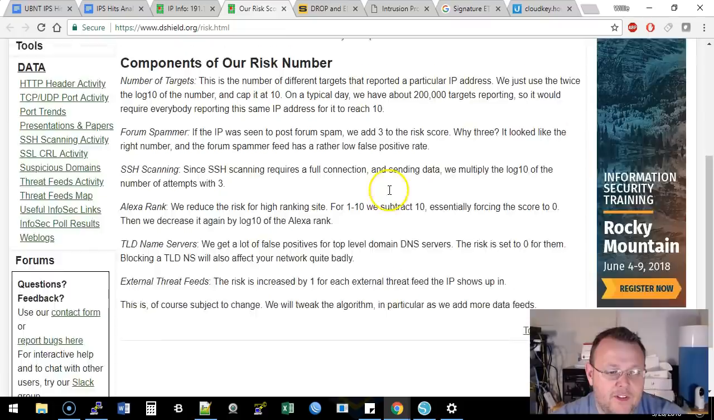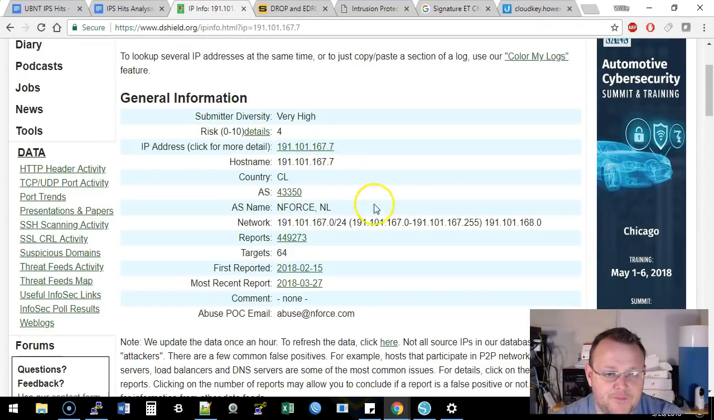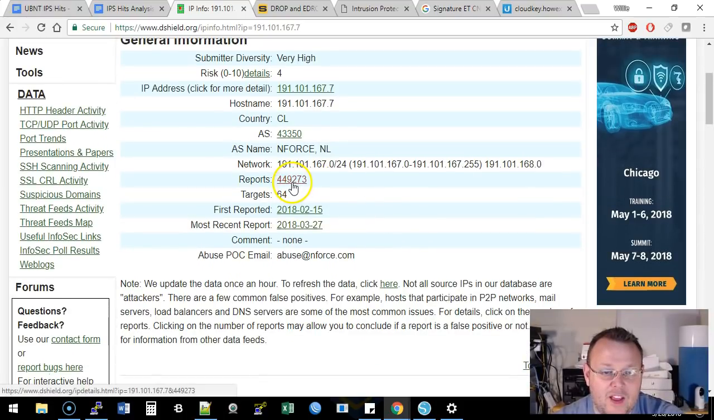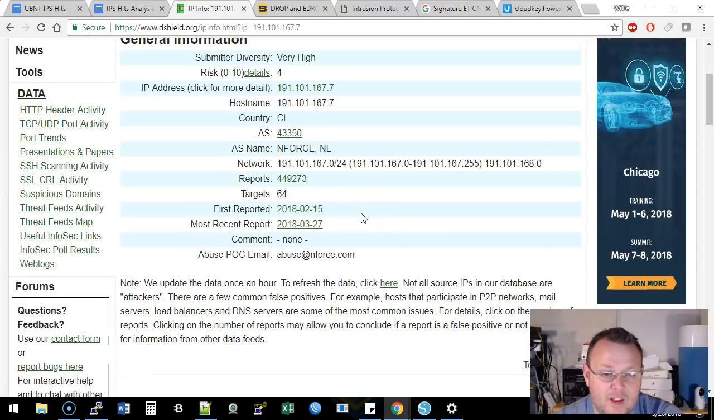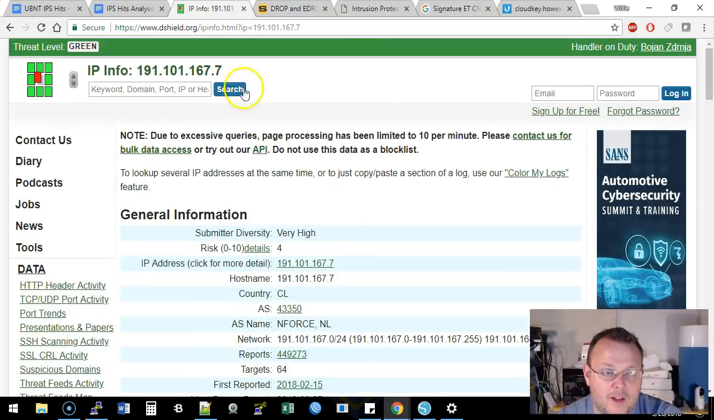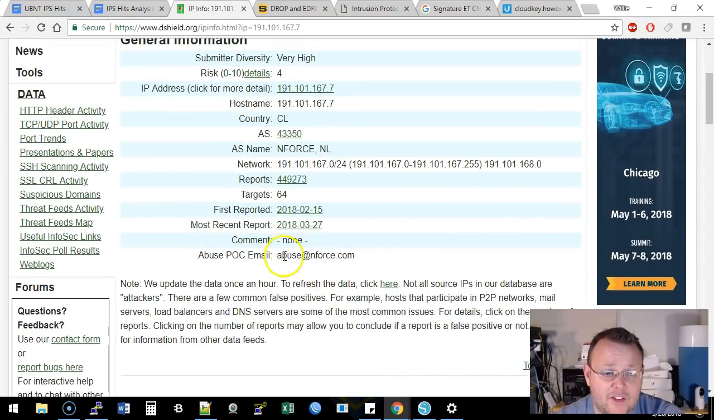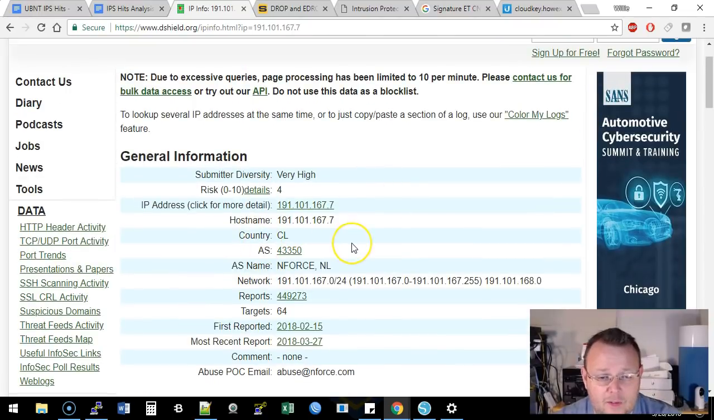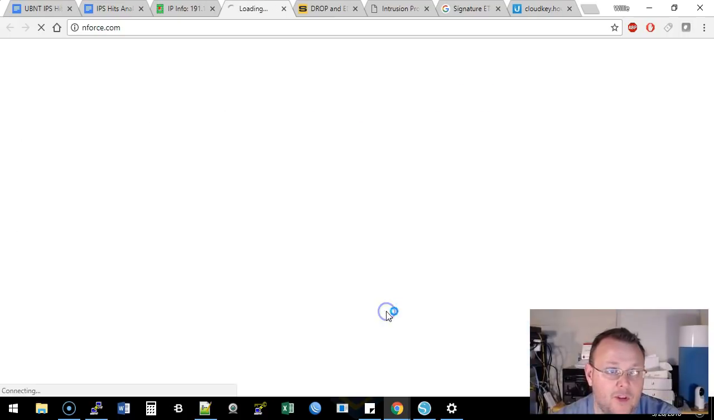You can read this to give you good information. It tells us where the IP is coming from, the country, the AS number of the block. This IP has had 449,273 reports. It was first reported on February 15th, and most recently reported was today. So they definitely have something going on with this IP, and you could send it over to abuse. They definitely need to look in, see what's going on. I don't know anything about this enforce.com. We could look it up and see what it is real quick.